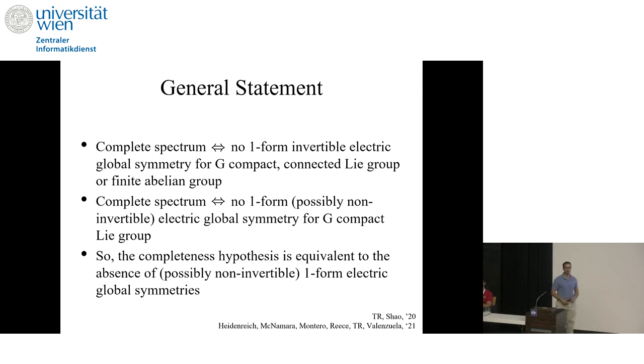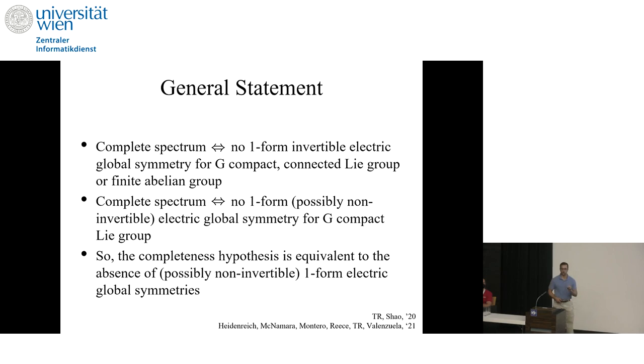And this is an example of the more general statement. Completeness is equivalent to the absence of one-form invertible symmetries for a gauge group that is compact and connected or finite and abelian. But for a group like O2 or S3, the completeness hypothesis is equivalent to a non-invertible one-form symmetry. So in full generality, completeness is equivalent to the absence of a possibly non-invertible electric one-form symmetry.